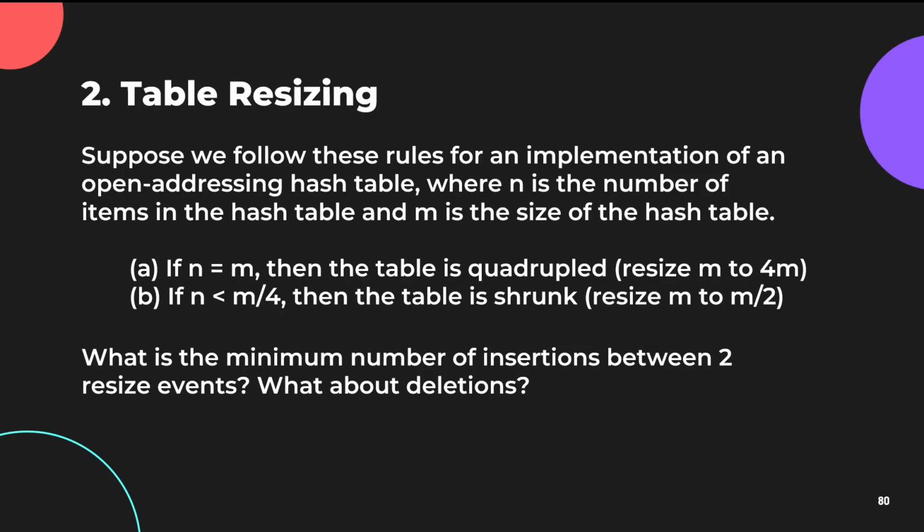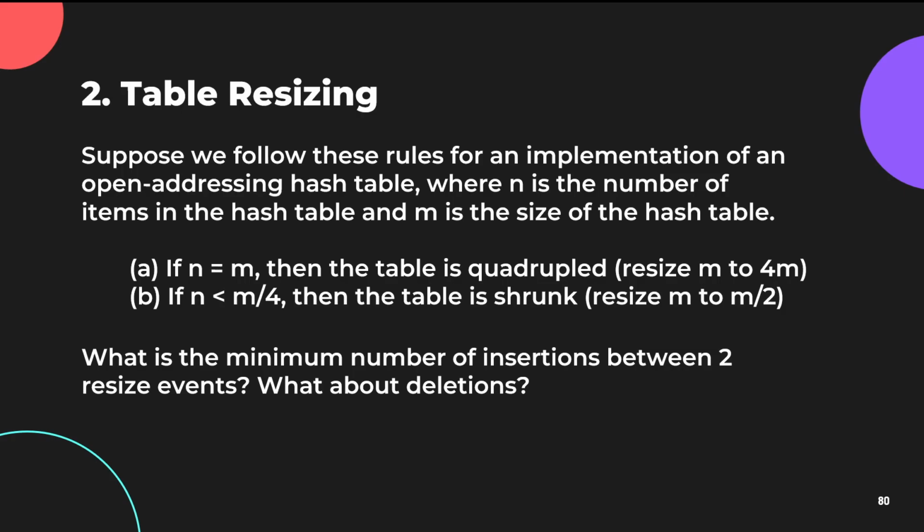Now these are the criteria for table resizing. If n is equal to m, that means once your table reaches its capacity, the table is quadrupled, or resized to 4 times its size. If n is less than m over 4, once it reaches less than a quarter, then you are going to shrink your table to half of its original size. The question here is a bit creative. What is the minimum number of insertions between 2 resize events? And what is the minimum number of deletions? Between 2 times we resize, what is the minimum number of insertions that can trigger double resizing?